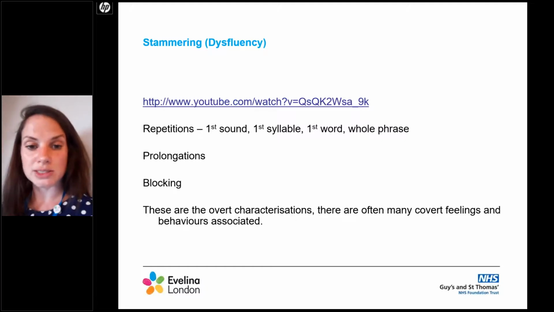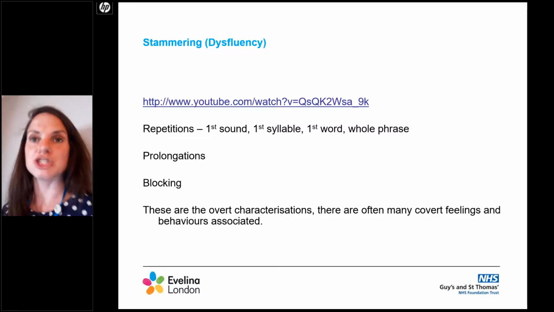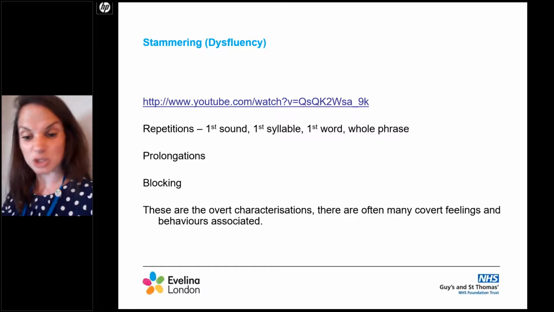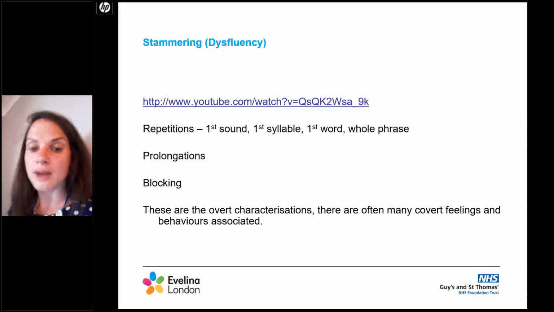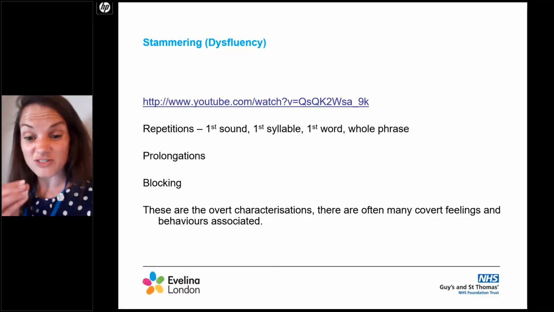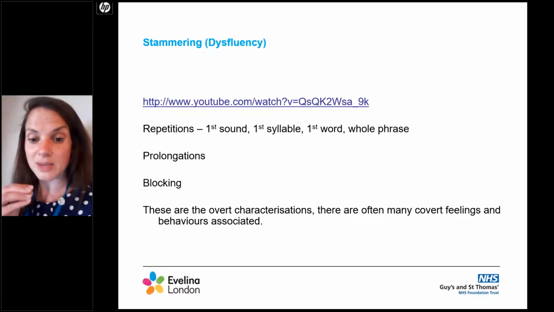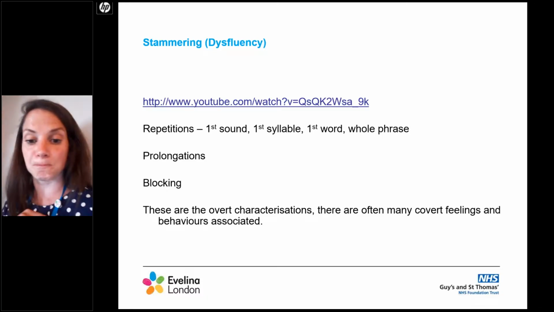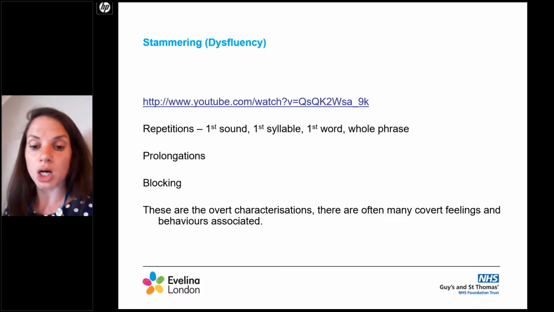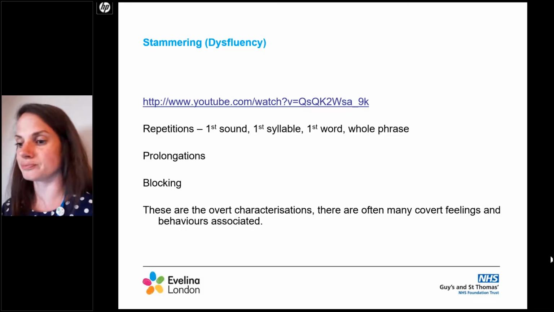You might also see somebody who stammers doing prolongation. This basically sounds like you're stretching out a word, so it would sound like this: aeroplane. Blocking is when the sound physically gets stuck before it comes out of the mouth. Sometimes you might not notice it, but sometimes blocking can be very visually apparent. So it would sound like this: ball, or go. The sound actually gets stopped before it comes out of the mouth.